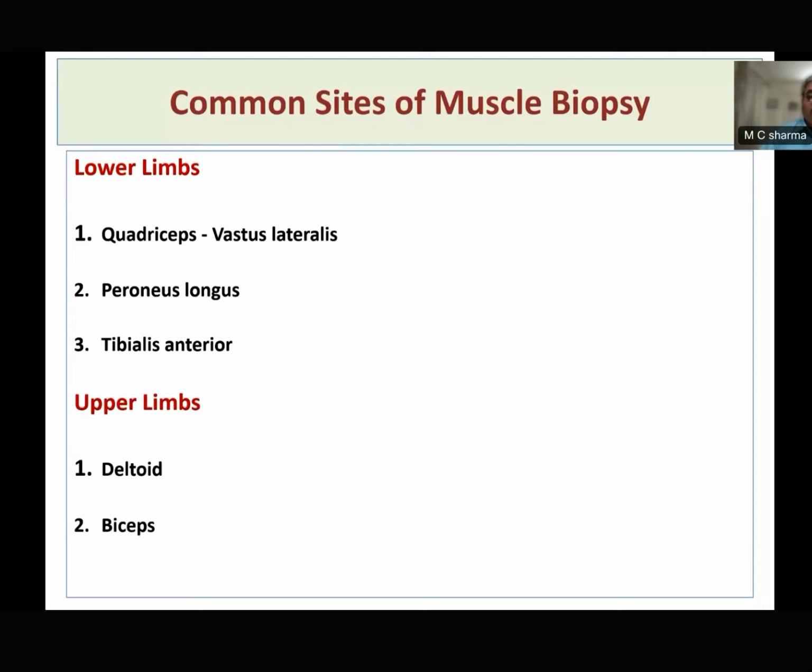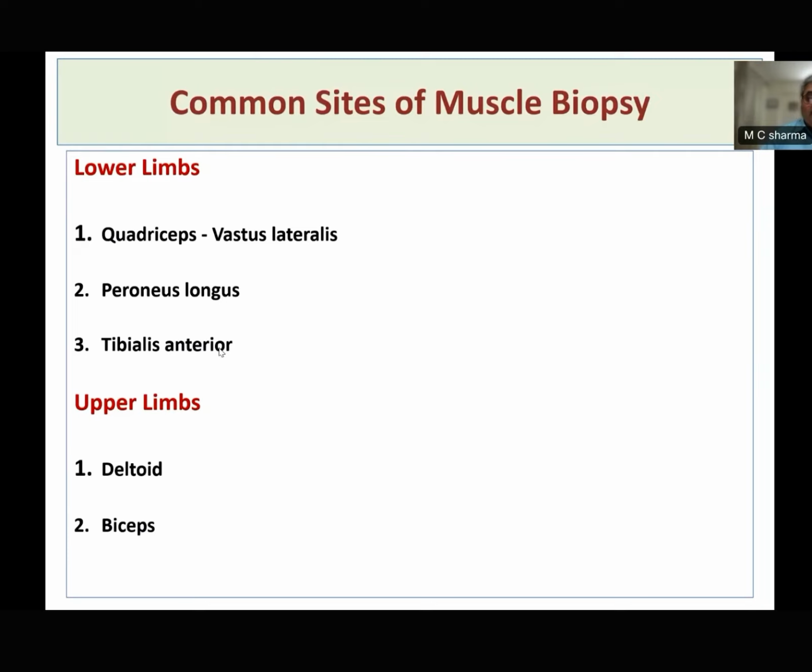Now, what are the commonly biopsied muscles? The quadriceps vastus lateralis is the most common, but in some places people do the peroneus longus when it is to be taken with the nerve biopsy. When nerve and muscle both are taken together, especially for the diagnosis of vasculitis, it increases the yield of the biopsy. In some diseases, tibialis anterior is affected.